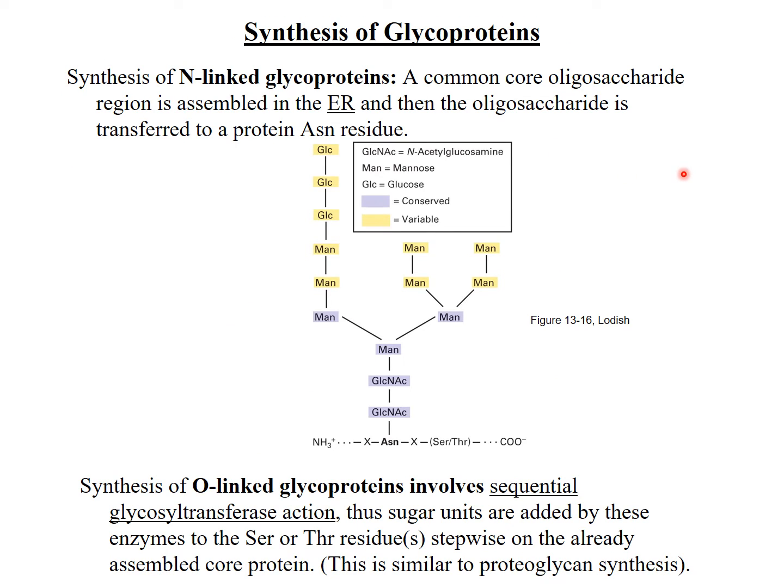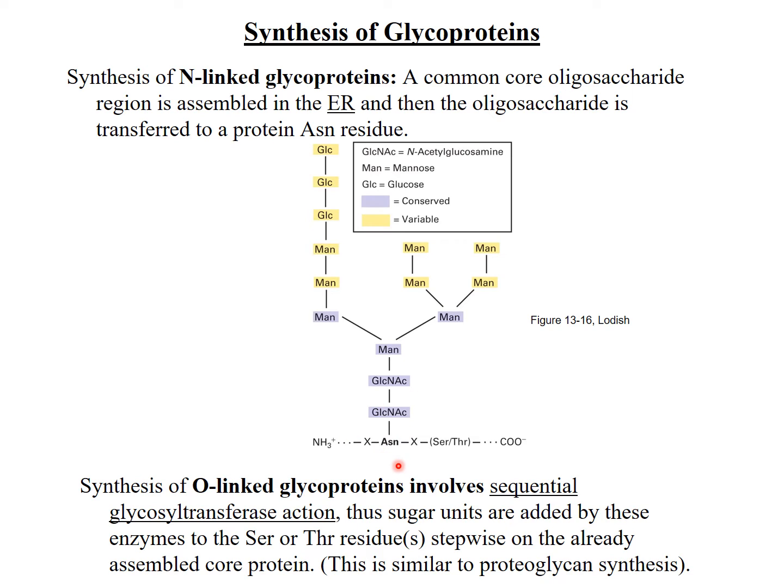So how do we synthesize them? After the first bond in O-linked glycoproteins, there is a sequential glycosyltransferase action, which means that after the first sugar is bound to that asparagine or serine or threonine, then every other sugar, just like in glycogen, will bind to that first sugar. Okay? And then there will be branch points here and there.